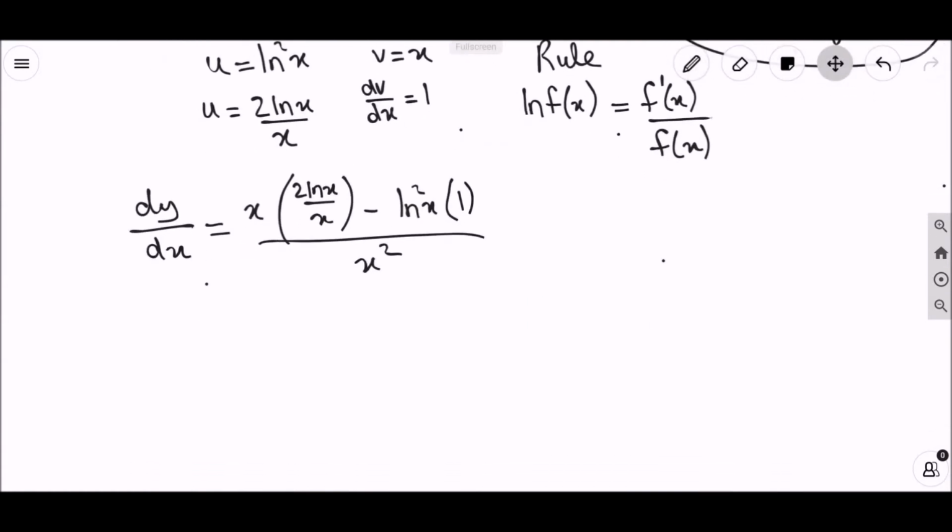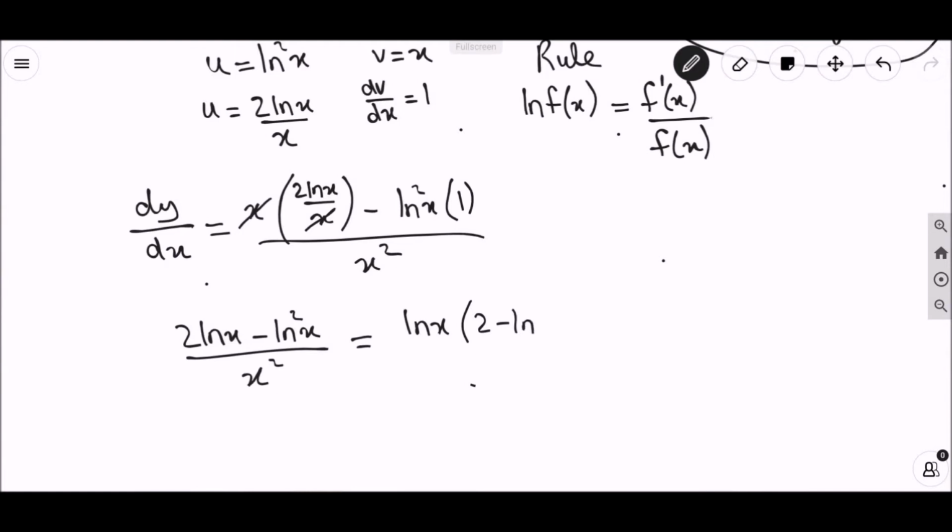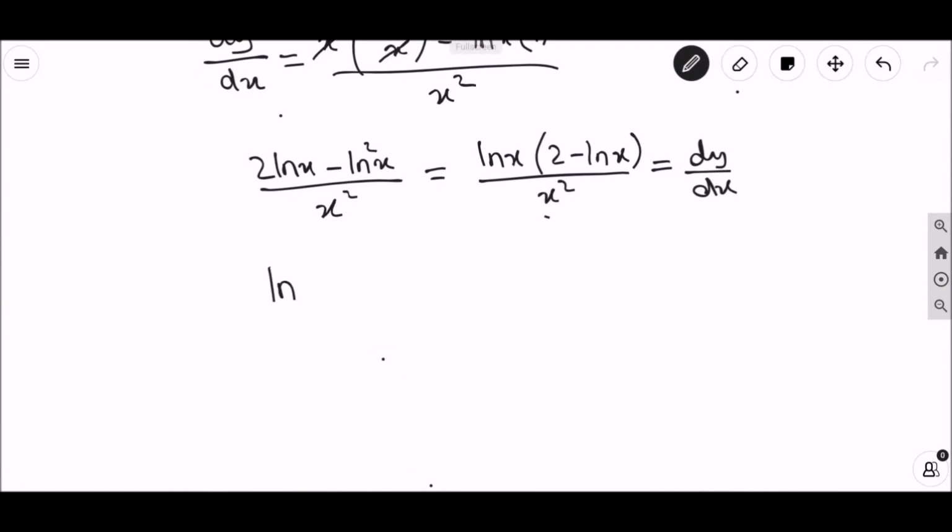Now this x and x can be cancelled, so we are left with 2 ln x minus ln squared x divided by x squared. Here we can see that ln x is common, so we can take it as common. So it will be ln x times 2 minus ln x, divided by x squared. So this is our derivative. Now we are going to equate our derivative to 0. So ln x times 2 minus ln x divided by x squared is equal to 0.